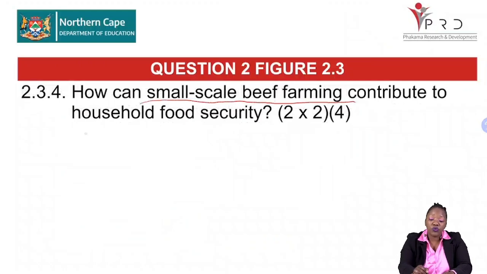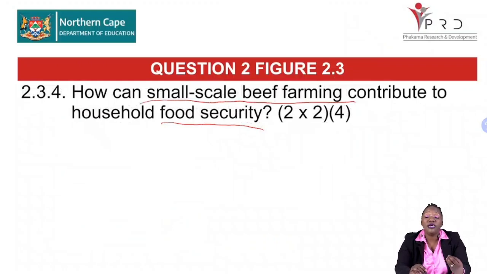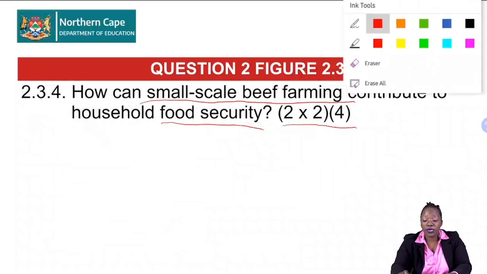So, contribute to household food security. Again, understand that food security is whereby everyone in the country has enough food which is sufficient as well as healthy. They did not tell you how many responses you should give, but by looking at the mark allocation, which is 2 times 2, it means you need to give 2 answers. For this one, I'm going to give you just 3 minutes, and then after 3 minutes, we proceed to the corrections.